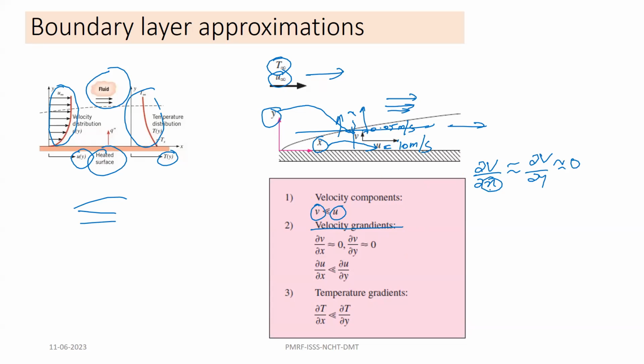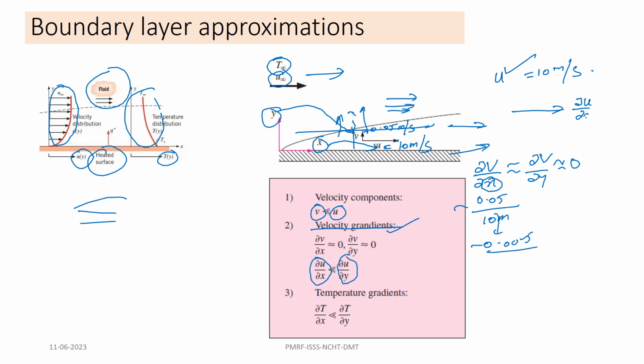If you look at one quantity divided by another quantity, this is also called scaling analysis. Suppose V is 0.05 and the X value is very large, the plate is very large, say 10 meters, it is actually going to 0.0005, so we can neglect that also. Another assumption made is that ∂U/∂X is very much less than ∂U/∂Y. We know that U is existing, say 10 meters per second. So ∂U/∂X is very much less than ∂U/∂Y.